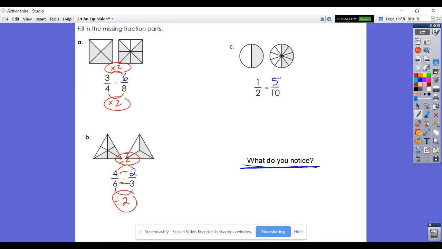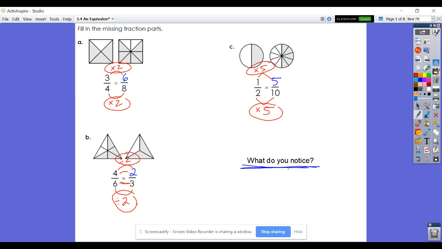Let's take a look at this one. Going from a denominator of 2 to 10, I am not multiplying by 2. What would you multiply by? 5. Okay, well, let's check what would happen in the numerator. This is also multiplying by 5. So maybe the pattern you noticed was that if you multiply or divide the numerator and denominator by the same number, you get an equivalent fraction.